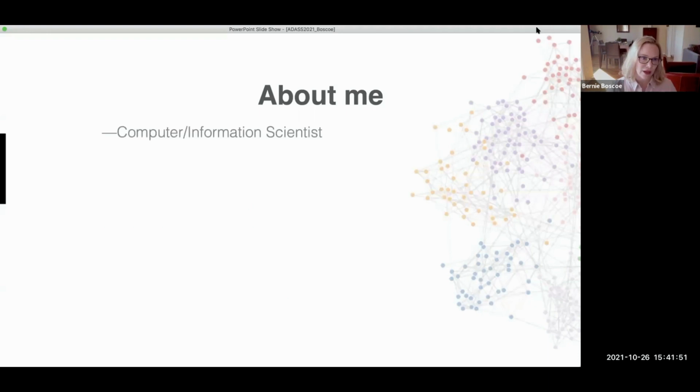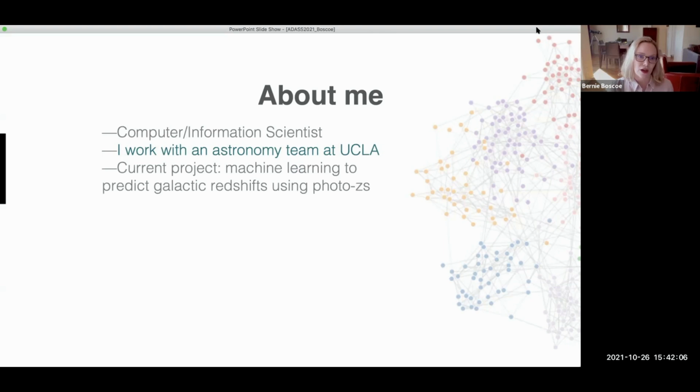So a little about me. I'm a computer information scientist. So I work with astronomers and study their data and code practices. Right now I'm working with an astronomy team at UCLA who are doing machine learning projects. And specifically, we're looking at predicting galactic redshifts using photo-Z's and machine learning.